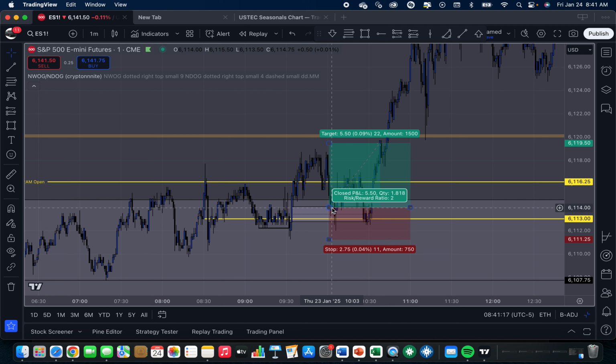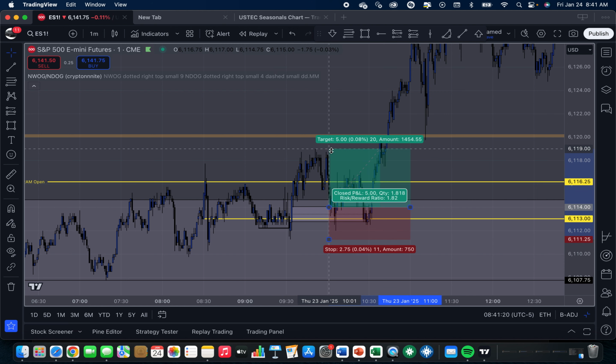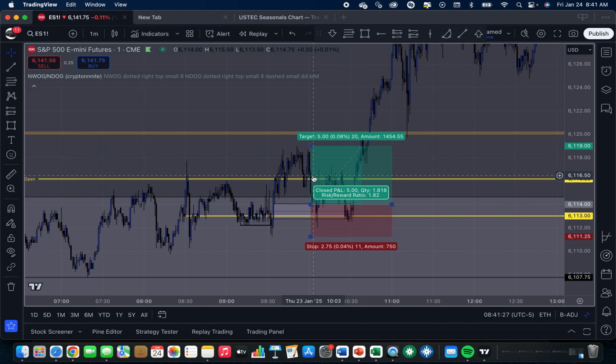At least from the backtesting I've done on it. And here I was targeting just above these highs, and as you can see, we got filled in exactly at 10:02 when the start of the Silver Bullet happens, and we had a lot of consolidation within this area.